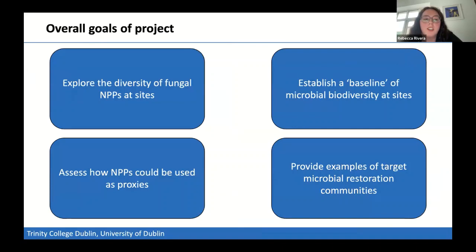So the overall goals of my project are to explore the diversity of fungal MPPs at our peatland sites, and establish a baseline of microbial biodiversity, which is extremely important, as a lot of Irish peatlands are now being rehabilitated or restored, but we have no benchmark for what we're trying to restore them to. So that's a big part of what we're trying to do, is establish that baseline and compare it to extant fungi that we're finding today. Assess how the MPPs can be used as proxies, so how they slot in with existing data sets, and compare to what we already know of MPPs and their applications, and provide example target microbial restoration communities.